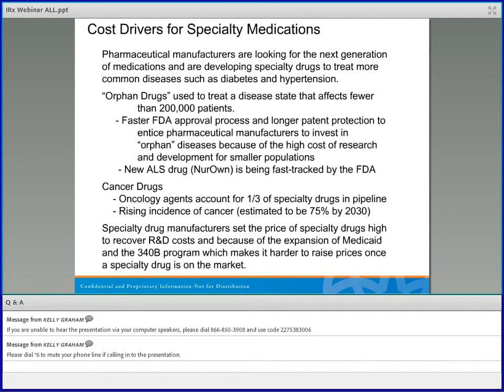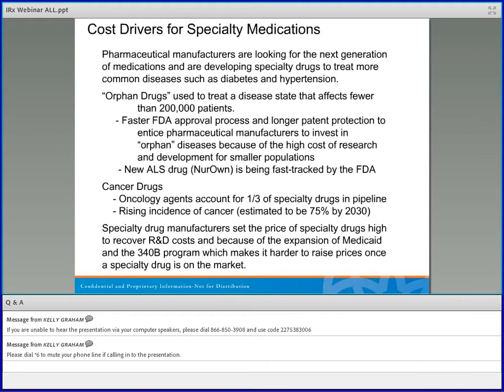The other reason I think that you see a lot of high costs on specialty drugs is because of orphan drugs. You may have heard this term and may not know what it is, but what is an orphan drug? An orphan drug is really a drug that's used to treat a disease state that affects fewer than 200,000 people. So it's not a very large segment of the population, but because you have a very limited number of people that a drug may help, the drugs get very expensive because of the research and development that goes into developing that product for what are called orphan drugs.